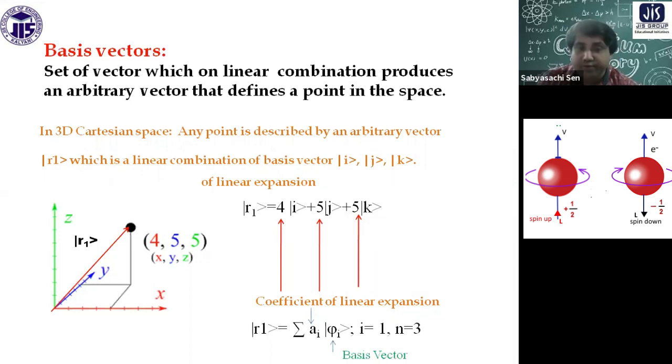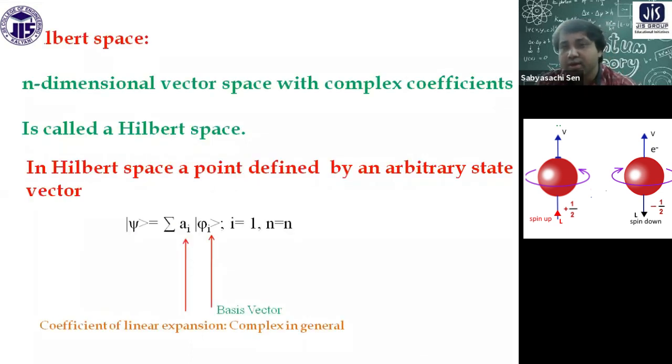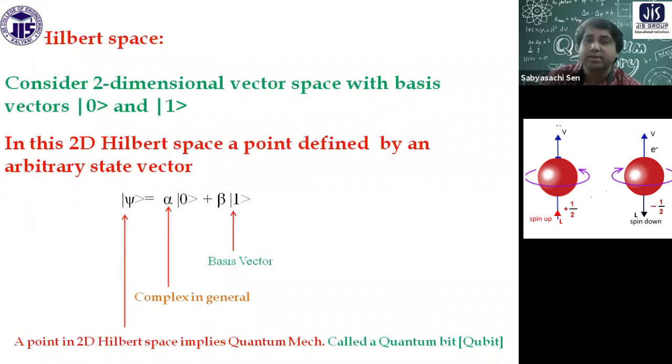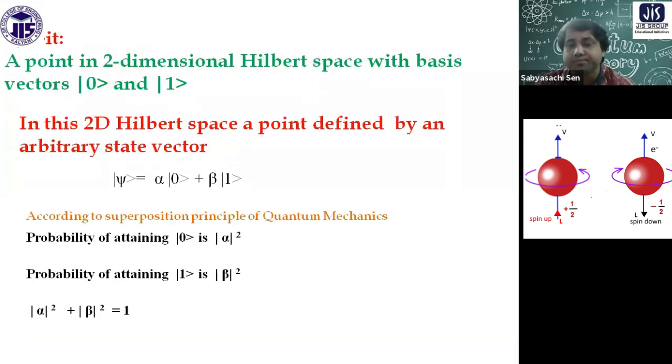After that, I moved from 3-dimensional to n-dimensional space, where a point is also defined by an arbitrary vector as a linear combination of the basis, but the coefficients may not be real. That space is called Hilbert space. And our quantum bit is basically a point in 2-dimensional Hilbert space with basis zeros and ones. So you can express any arbitrary quantum bit as a linear combination of the zeros and ones, like alpha 0 plus beta 1, where alpha and beta are the coefficients, and 0 and 1 are the basis vectors.